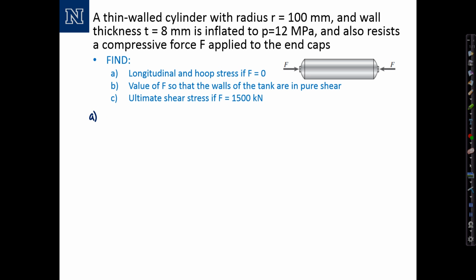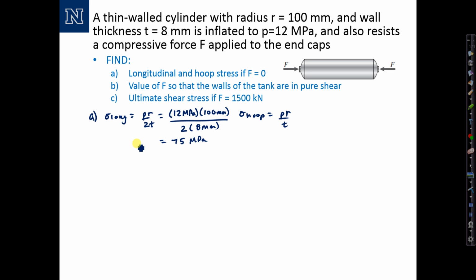We're asked to find the longitudinal and hoop stress, sigma longitudinal, which we know is PR over 2T, and sigma hoop, which we know is equal to PR over T. Let's substitute the known numbers. The pressure, 12 megapascals, times the radius, 100 millimeters, divided by 2 times the wall thickness, 8 millimeters, and that computes to 75 megapascals.